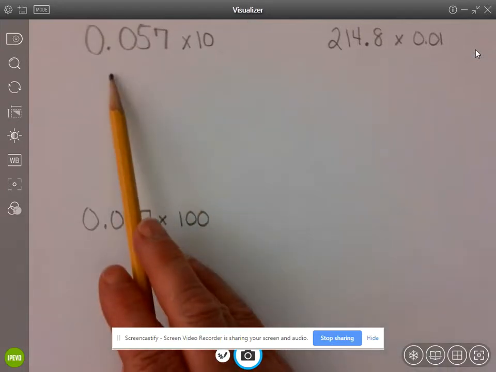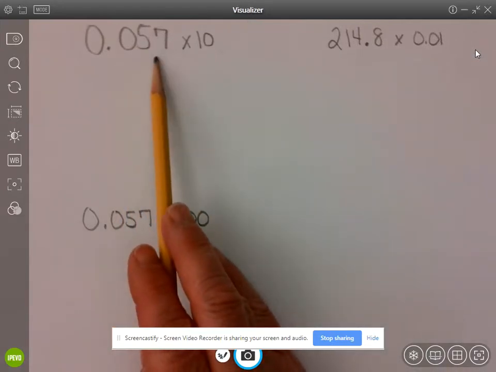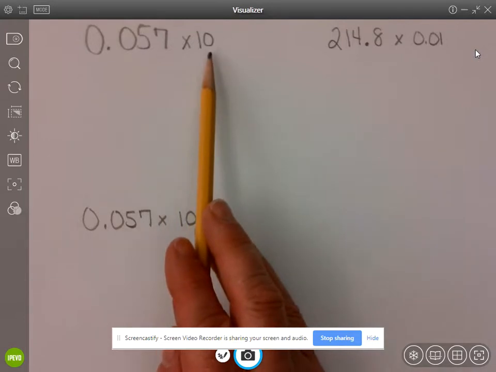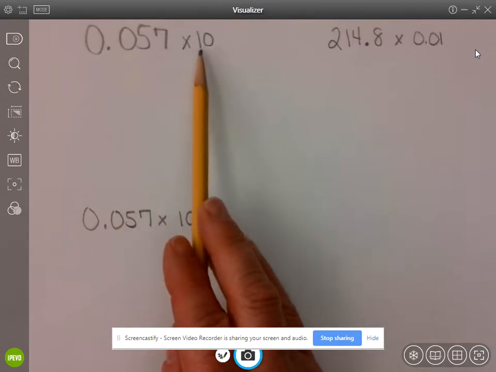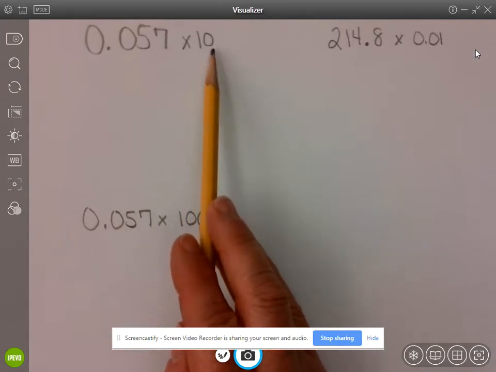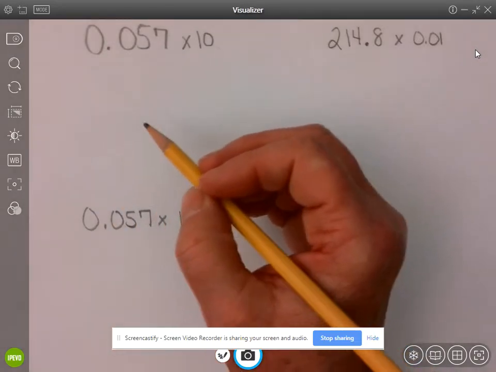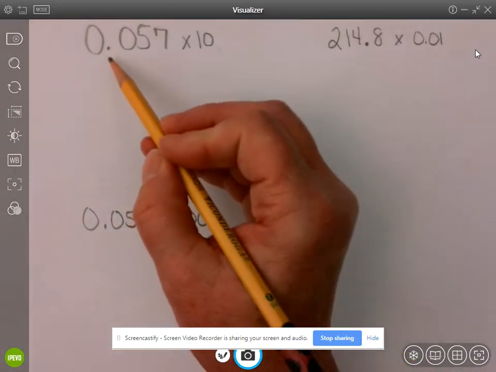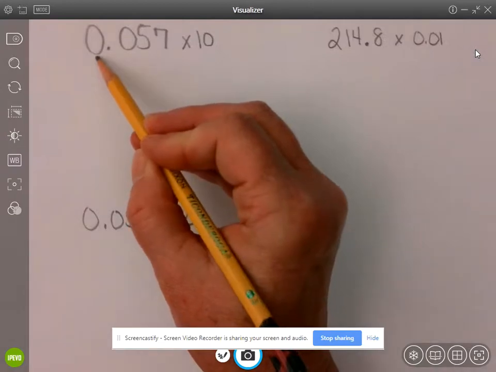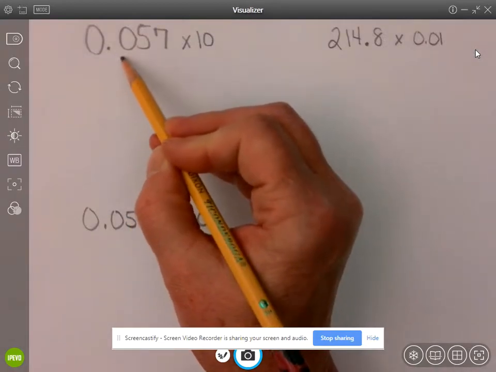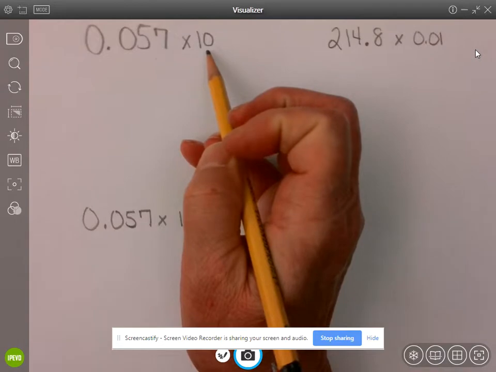If I'm looking at this number and I have 57 thousandths and I'm going to multiply it by 10, I have 1 ten in 10, 10 times 1. So I know that I need to move things one place. When I look at this, I can use the shortcut of moving that decimal point. Notice my decimal point is here in between the two zeros. I need to move it one place because I have the 10.